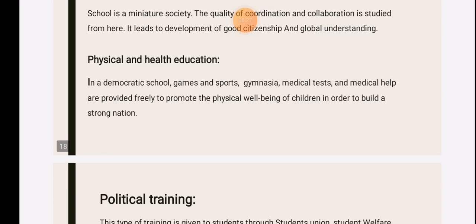Then physical and health education. In a democratic school, games and sports, gymnasia, medical tests, and medical help are provided freely to promote the physical well-being of children in order to build a strong nation.